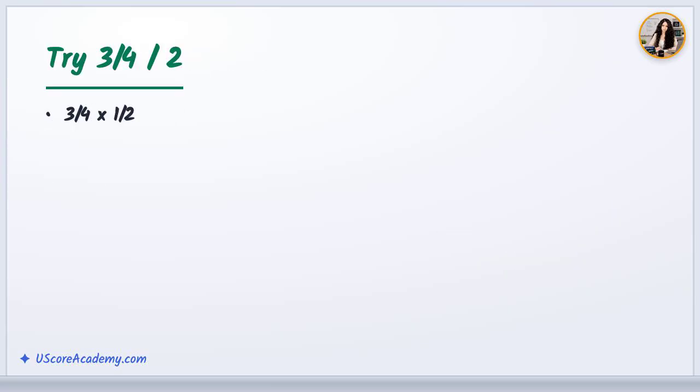Let's try 3/4 divided by 2. Multiply by 1/2. 3 times 1 is 3, and 4 times 2 is 8. So 3/4 divided by 2 equals 3/8.